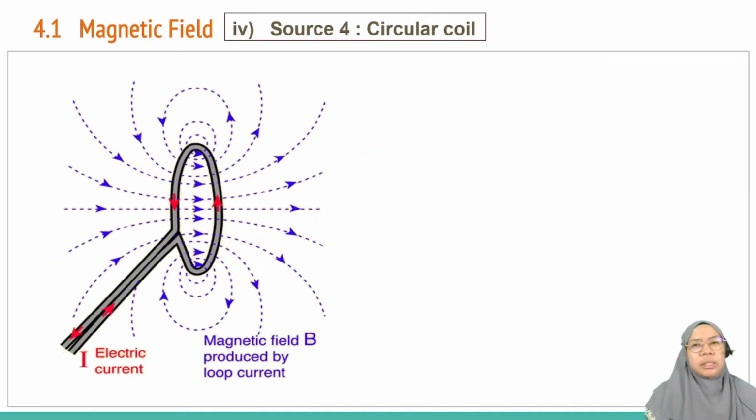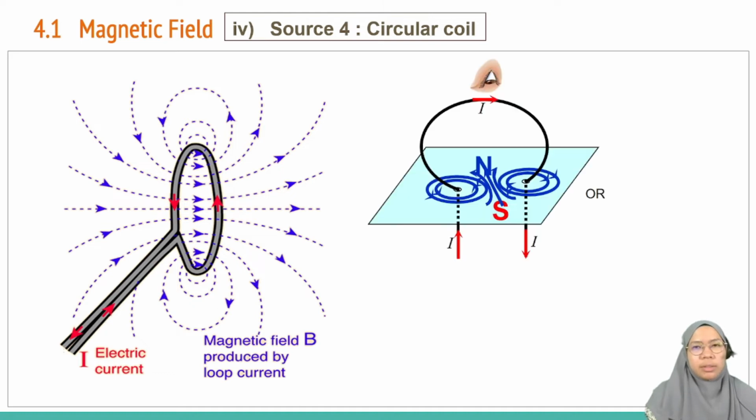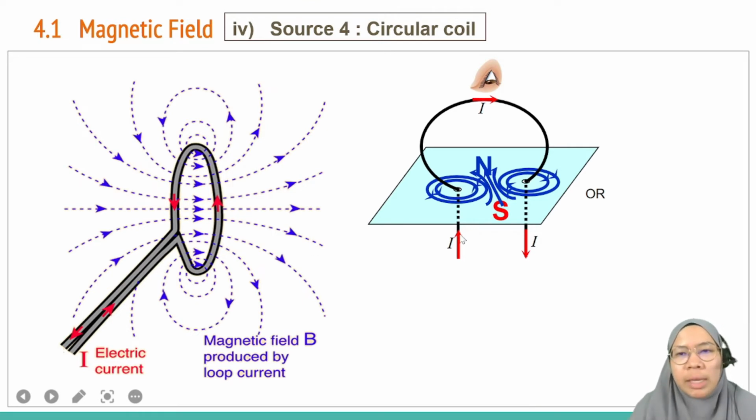Next source is the circular coil. As you can see, this is a circular coil. The current comes in from one side and then goes around and comes out from another side. From the top view we can see the current is coming out on the left hand side and going into the page on the right hand side.